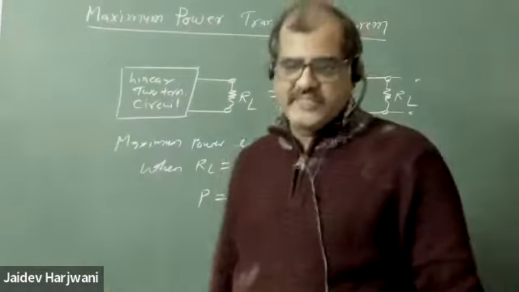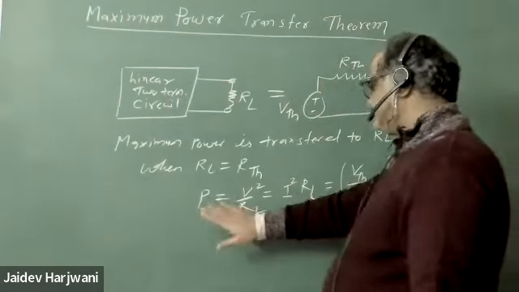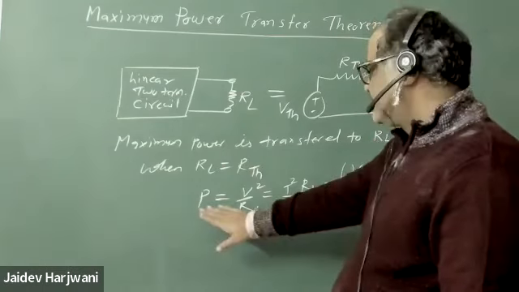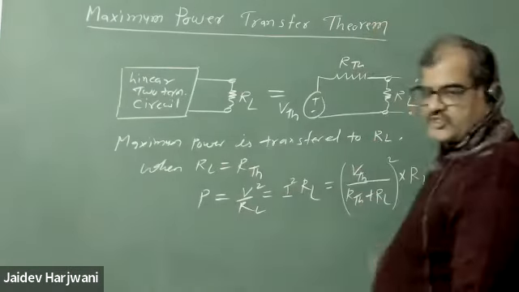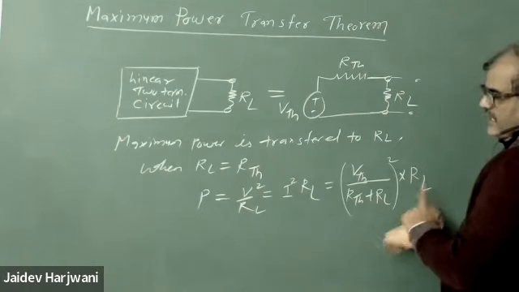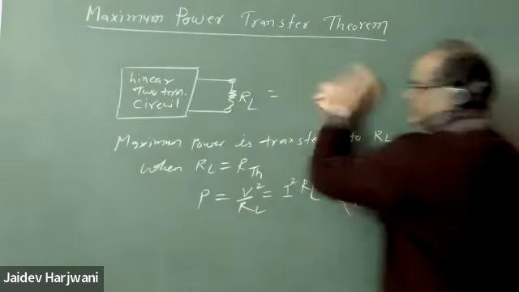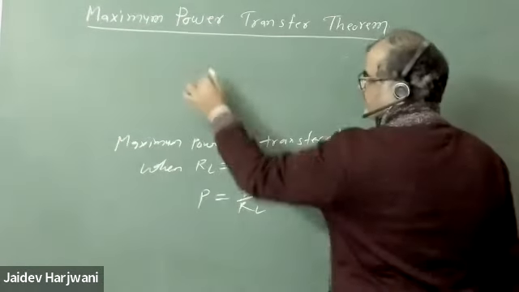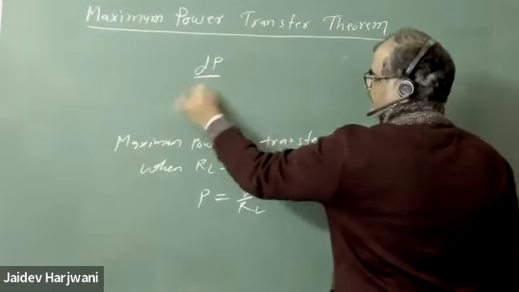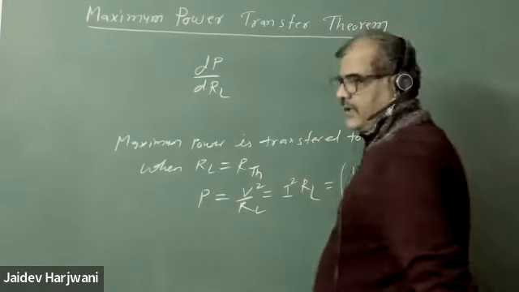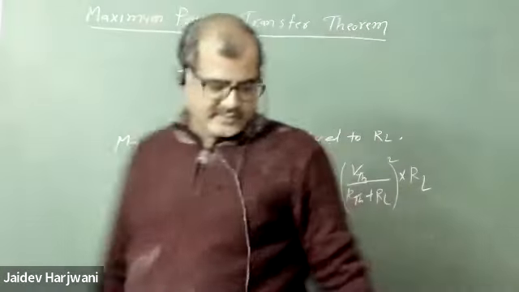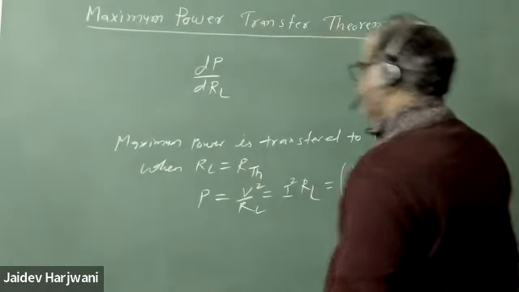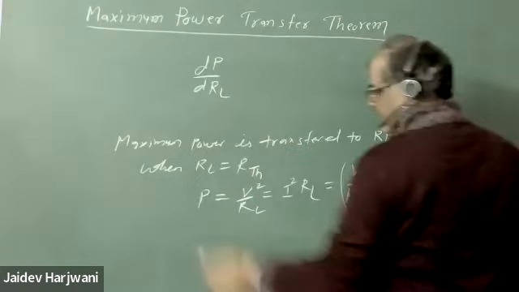Now, if this power has to be maximized, apply the condition for maxima. If this power is maximum, then what should be the value of this resistance RL? So let us prove this theorem. In order to prove this theorem, we need to find the power for different loads and differentiate it. So I'm calculating dP upon dRL.